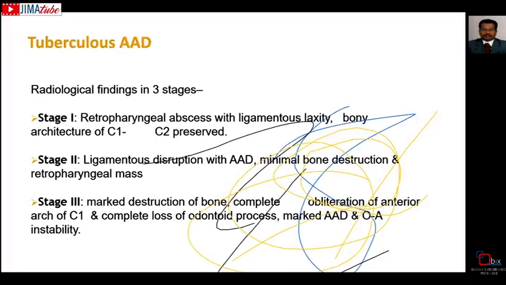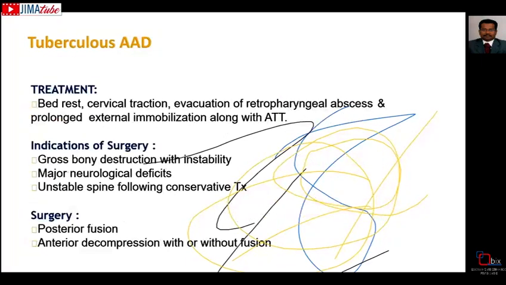Stage 3, there is marked destruction of the bone, complete obliteration of the arch of C1 and loss of odontoid, which causes marked atlantoaxial dislocation. Treatment: bed rest, cervical traction, evacuation of the abscess with ATT. The indication of surgery is mainly gross bony destruction with instability and major neurological deficits. Surgery is in the form of posterior fusion or anterior decompression with or without fusion.